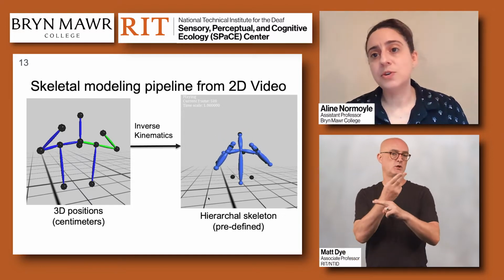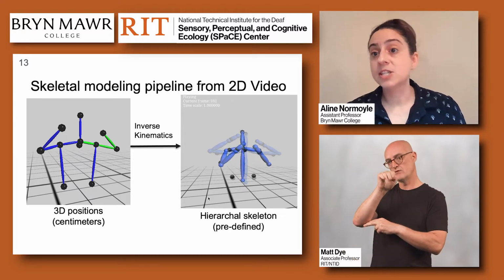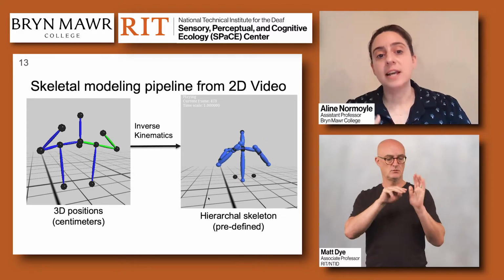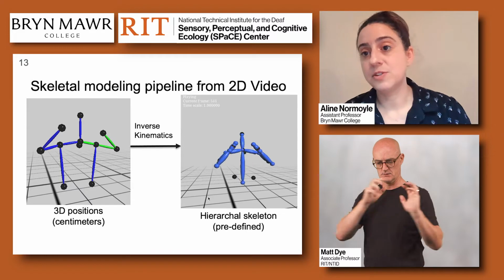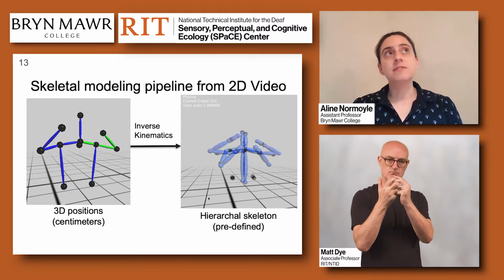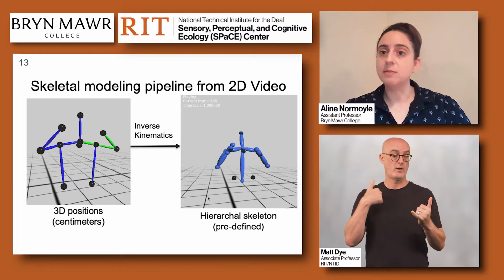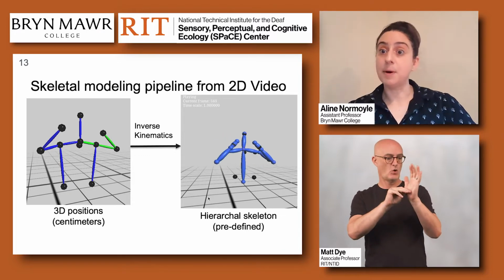And then we use a well-known algorithm called inverse kinematics to fit the poses of the skeleton so that they closely match the original 3D coordinates. So you can think of this process like the 3D coordinates are driving the motion of the body like a puppet.